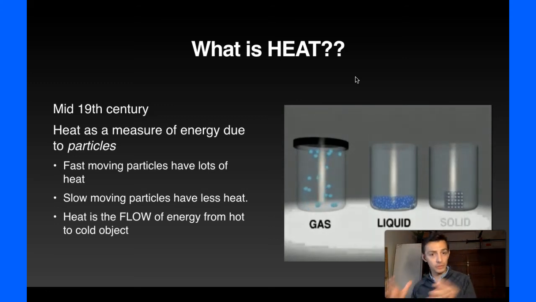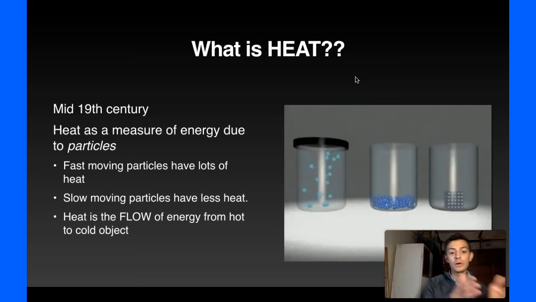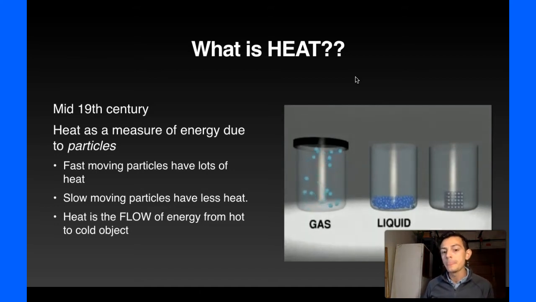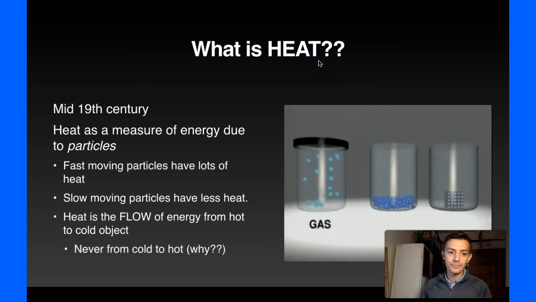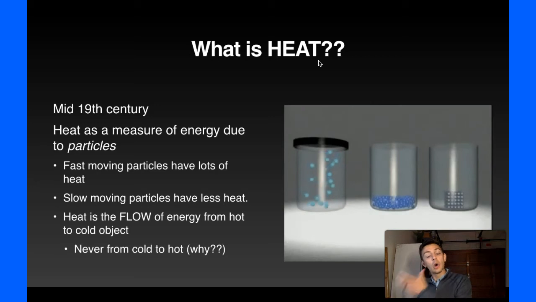So heat is really defined as a flow of energy from hot to cold. Slow-moving particles have less kinetic energy. Fast-moving particles have lots of kinetic energy. And when they hit each other, we call that transfer heat. Here's an example of that, because it never moves from cold to hot.